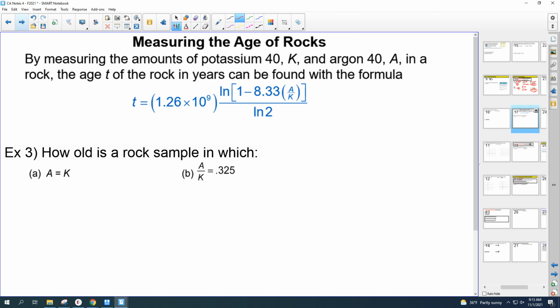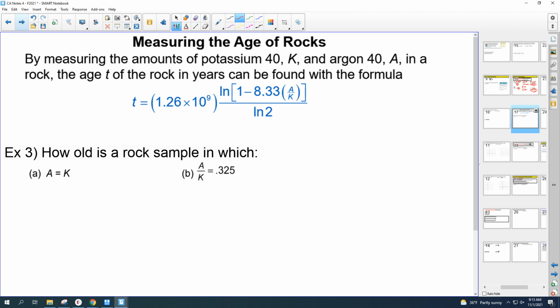Measuring the age of rocks. Exponentials and logarithms have a lot of applications in different areas. Finance is one, in this case, geology, I guess. Measuring the age of rocks. It says by measuring the amounts of potassium-40 and argon in a rock, the age T of the rock in years can be found with this formula.